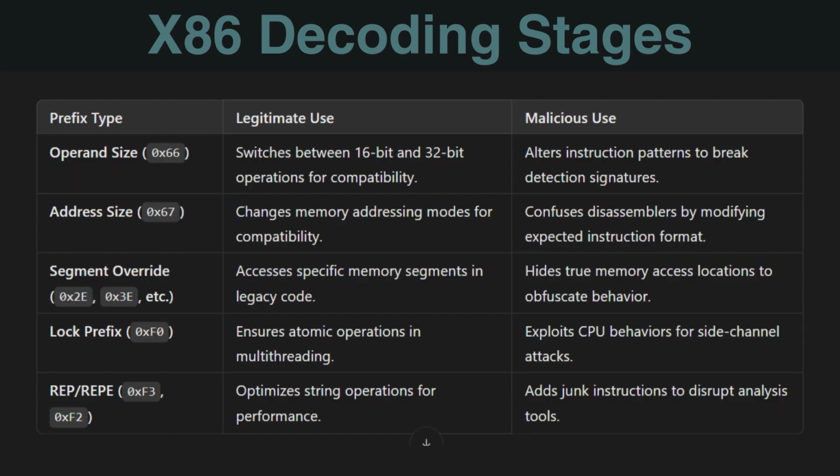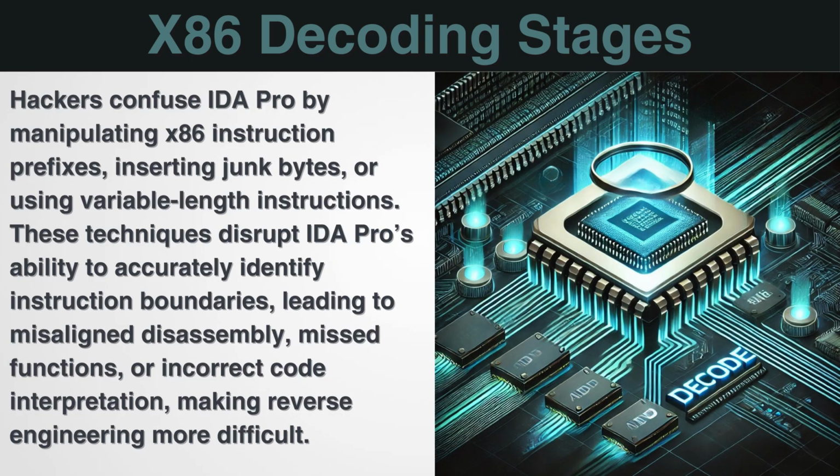The x86 architecture supports instruction prefixes for legitimate reasons, like operand size changes or segment overrides. But malware authors misuse these prefixes to disguise their malicious code. They might use redundant prefix insertion, where unnecessary prefixes are added to confuse the disassemblers, and disassemblers like IDA Pro struggle to identify those instruction boundaries.